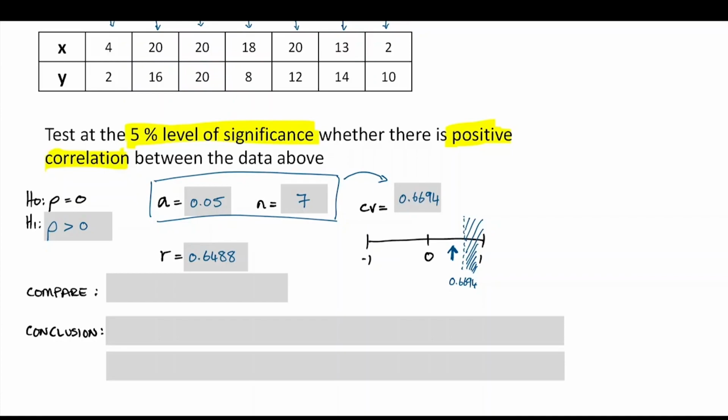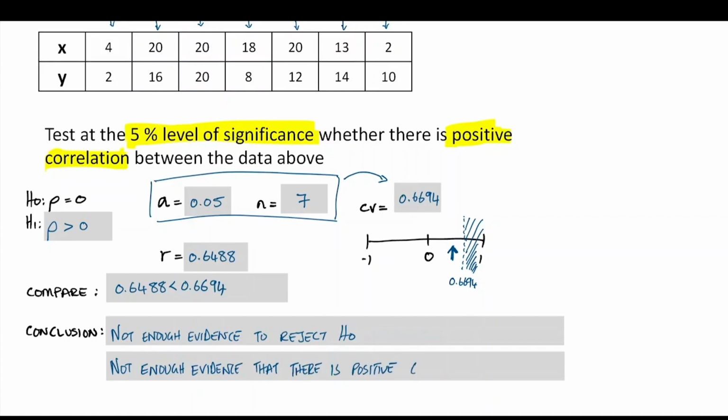We now need to formalize this, and we're going to finish off with 3 more lines. Firstly, we're going to compare these 2 values. We just need to show that our calculated value was less than our critical value. Because of this, we do not have a significant result. There is not enough evidence to reject H0. So that's our mathematical conclusion, which is just about H0. And then our contextual conclusion, which is about whatever the question was about. And here we can simply say there's not enough evidence that there is positive correlation between the data, or in this case, between X and Y.